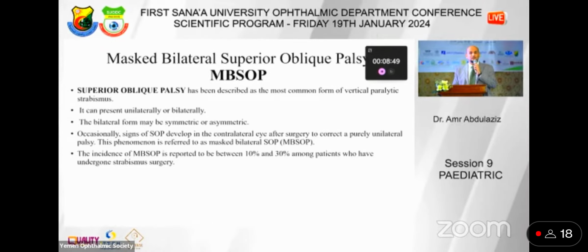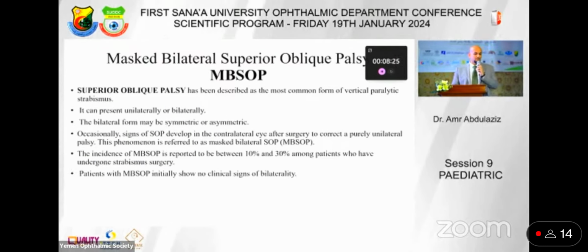10 to 30% of the cases that came to the clinic as unilateral superior oblique palsy, after we do the surgery, of course the follow-up varies: post-op day 1, post-op 2 weeks, 2 months, 3 months, even years after the first surgery, he can present with contralateral superior oblique palsy.